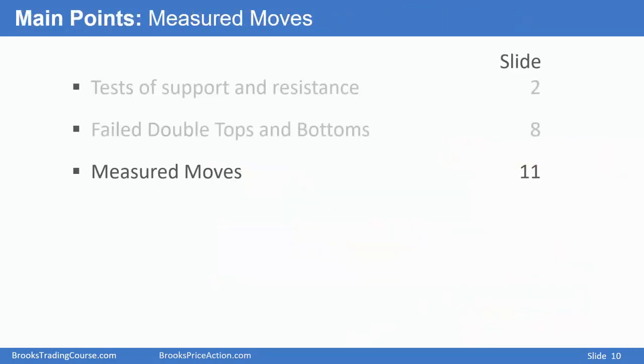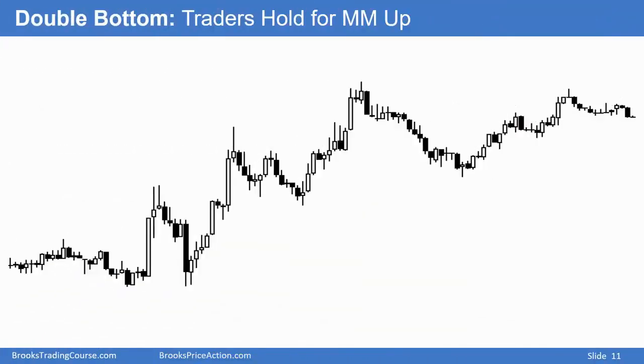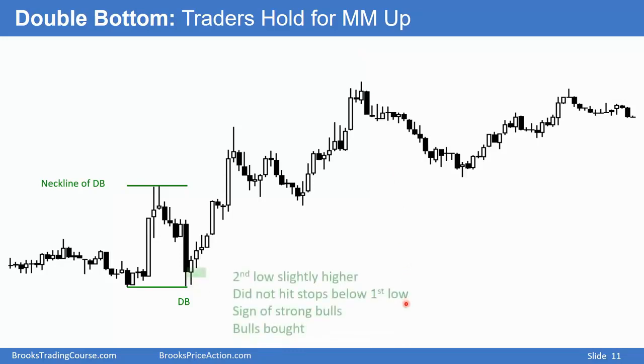Double tops and double bottoms, whether they fail or succeed, often lead to measured moves. The market rallied strongly. The bears tried to resume the small bear trend, and it rallied up again. We have a double bottom. This is the neckline of the double bottom. If it goes above that neckline, traders will look for a measured move up, and they'll use that measured move target as an area to take profits.